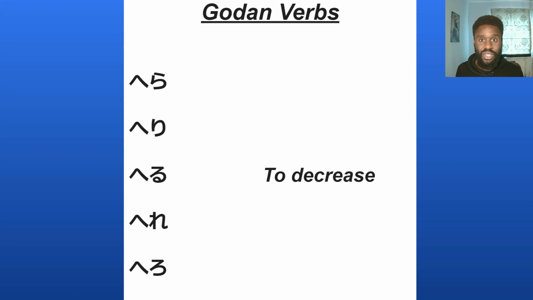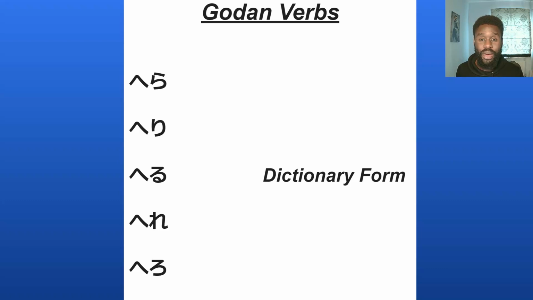We're going to start with Godan verbs. Now, the dictionary form of a Godan verb comes from the 3rd row of the verb. In this case, this is the verb heru, which is to decrease. This is the dictionary form of the verb.